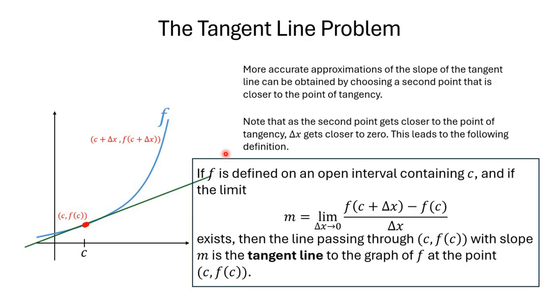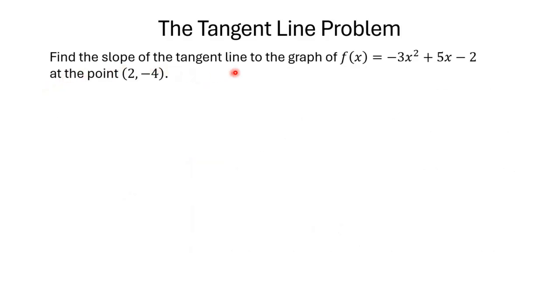This is how we solve the tangent line problem, by creating a secant line and then letting the distance between the two points diminish to 0. Let's take a look at an example. Find the slope of the tangent line to the graph of f of x equals negative 3x squared plus 5x minus 2 at the point where x is 2 and y is negative 4. If you plug 2 into this function, it spits out negative 4 as an output.